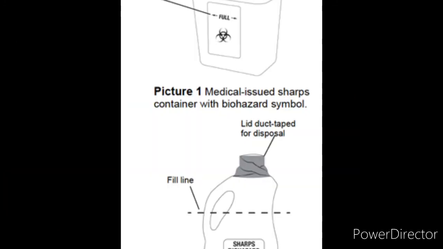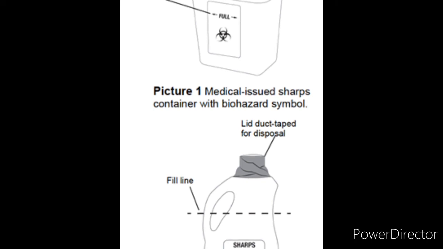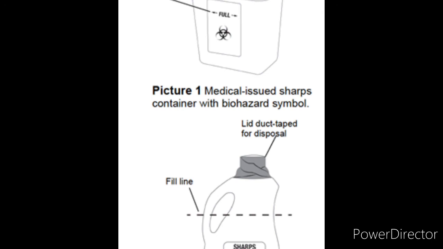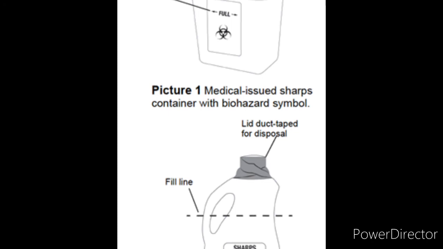Then we should always see that the container is three-fourths full. That means if the container is divided into four parts, then up to the third part it should be filled. The remaining one part should be left empty. It should not be filled up to the neck of the container, because we might get injured easily if that is done.